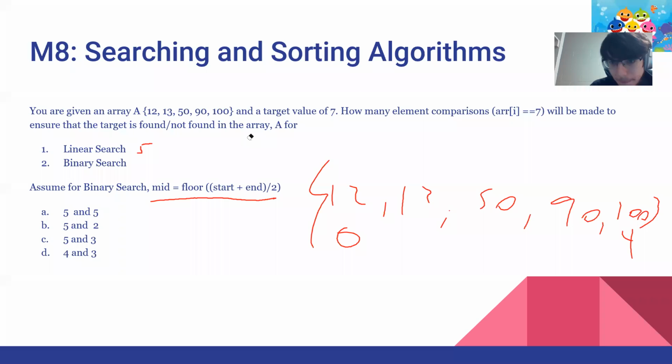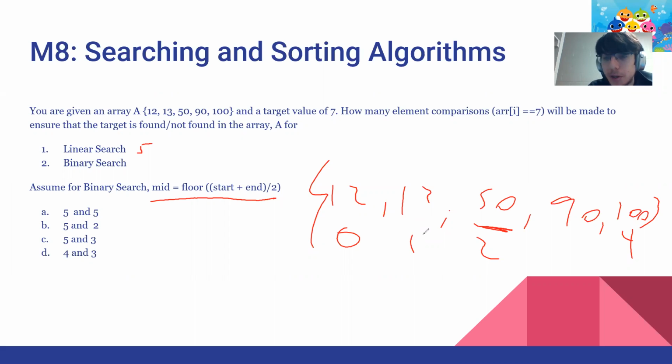So what's position 2 in our array? Well, 0, 1, 2. This is position 2. So we check here. And what we have to do is say, okay, is 50 greater than 7, less than 7, or equal to 7? If it were equal, we'd be done, but it's not equal, right? So we know that 7 is less than 50.